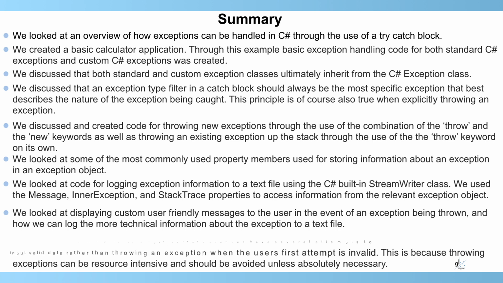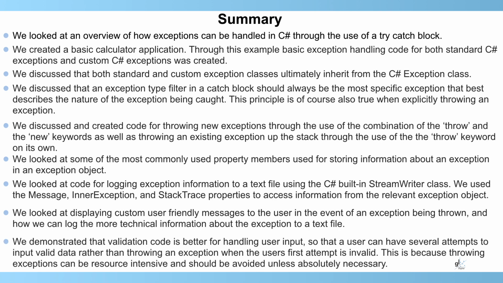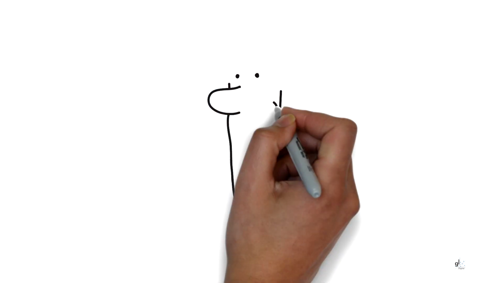We demonstrated that validation code is better for handling user input, so that a user has several attempts to input valid data rather than throwing an exception when the user's first attempt is invalid. This is because throwing exceptions can be resource intensive and should be avoided unless absolutely necessary.